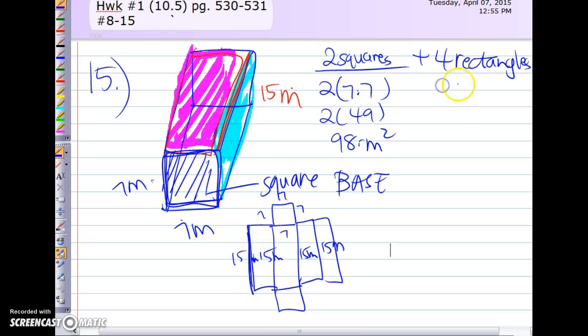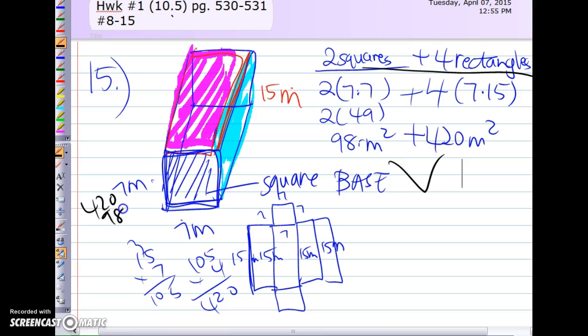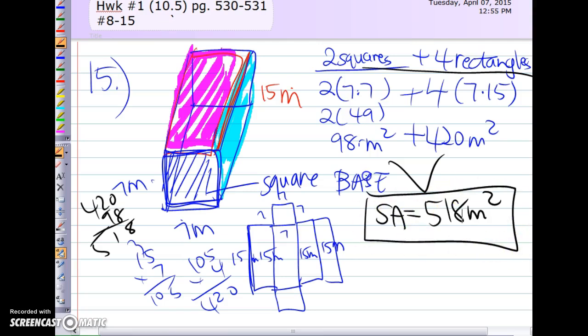Okay, so my rectangles are going to be 7 times 15, and there's 4 of them, so 7 times 15 times 4. That will give me 15 times 7 is 105. 105 times 4 is 420. So that's 420 meters squared. That's for the 4 rectangles. So then I'm going to add them both up, which is going to give me 420 plus 98, 518 meters squared. That is my surface area of this square prism.